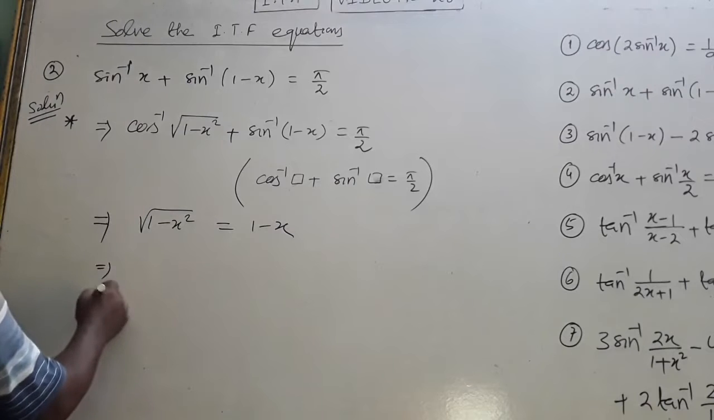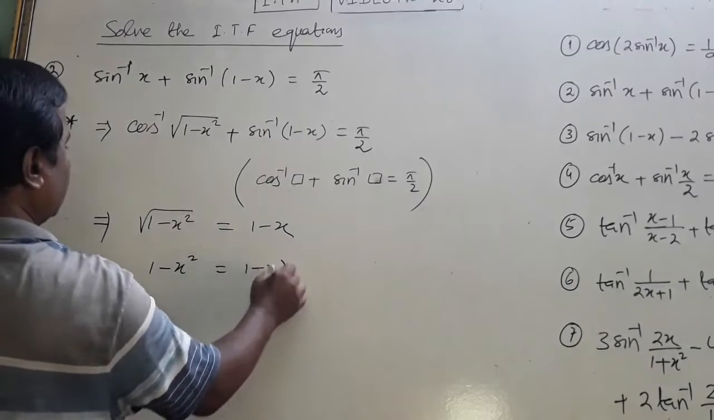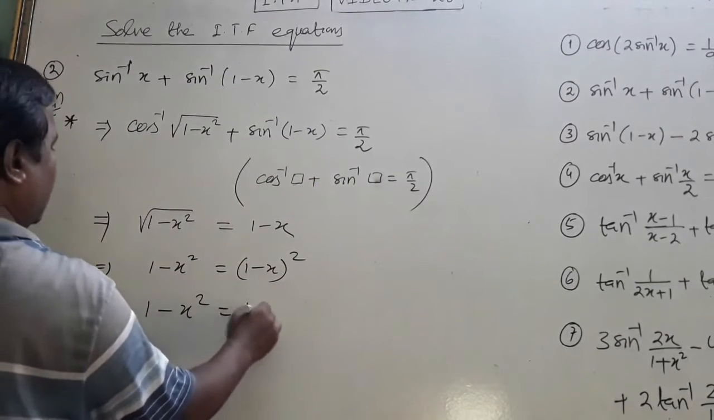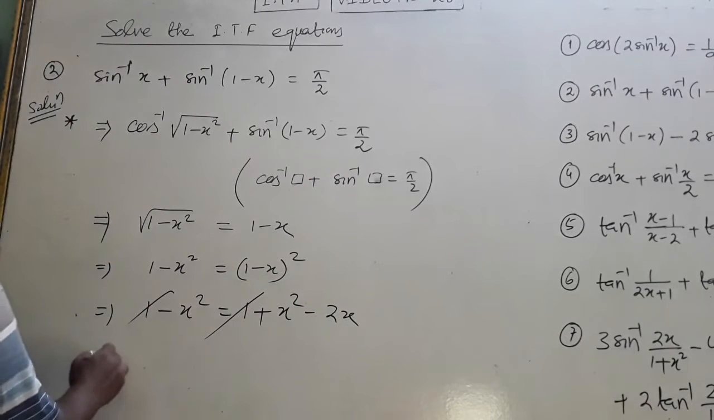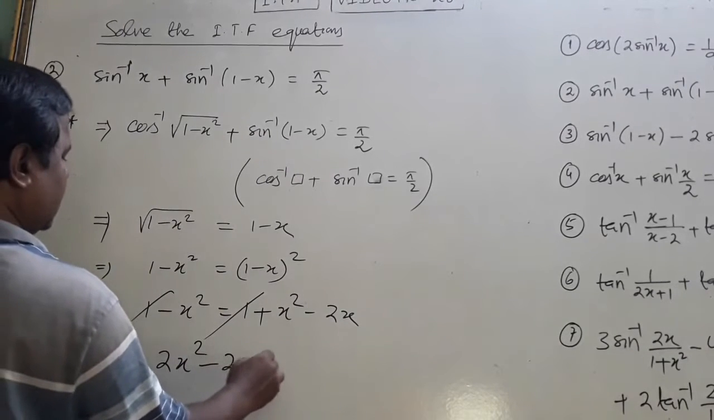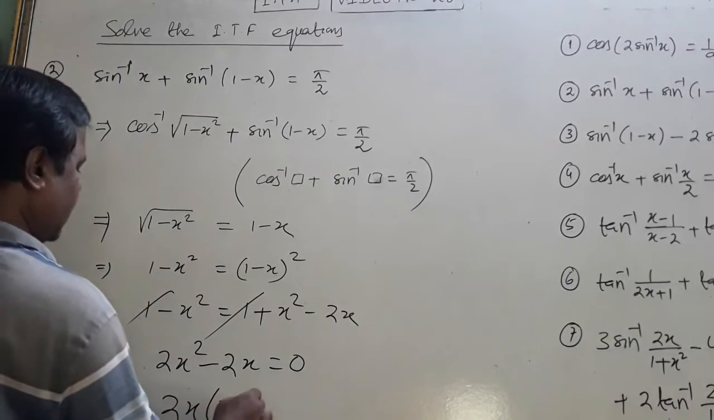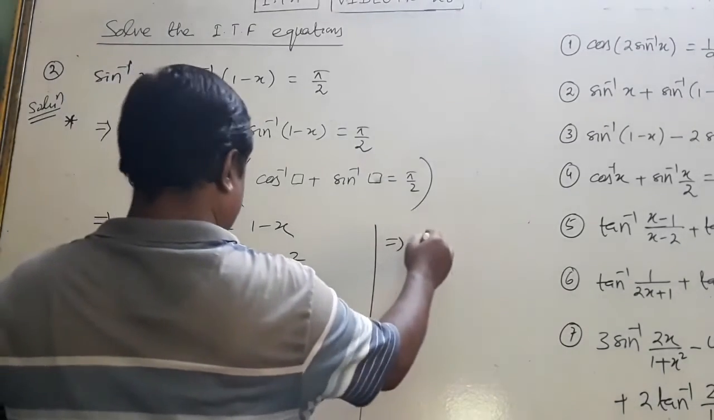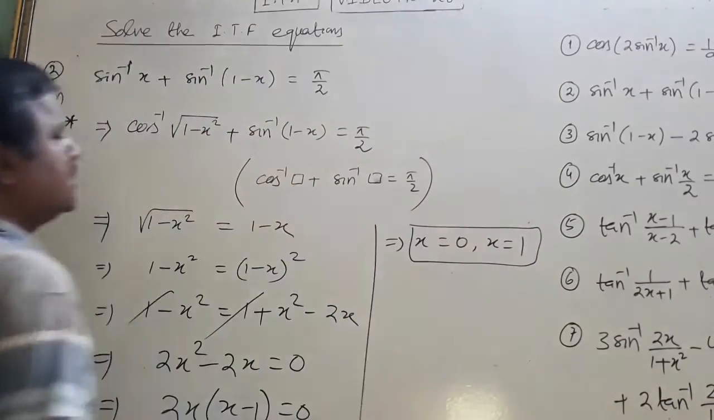Then squaring both sides, 1 minus x square is equal to 1 minus x whole square, and it becomes 1 minus x square equals 1 plus x square minus 2x, 1 cancels. So it becomes 2x square minus 2x is equal to 0. This implies 2x into x minus 1 is 0. This implies x is equal to 0, x is equal to 1. There are two solutions of this problem.